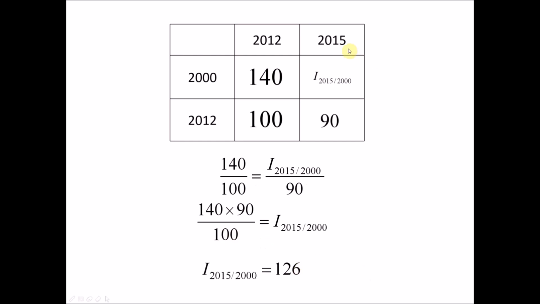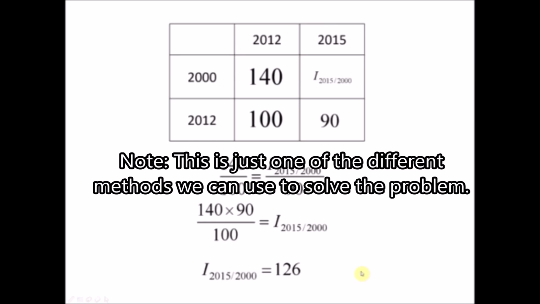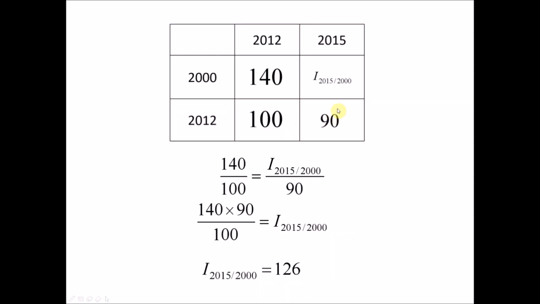This means the price index for 2015 based on the year 2000 is 126. Just a note here, this is just one of the different available methods that we can use to solve this problem. This method is useful when it involves bases of different years.